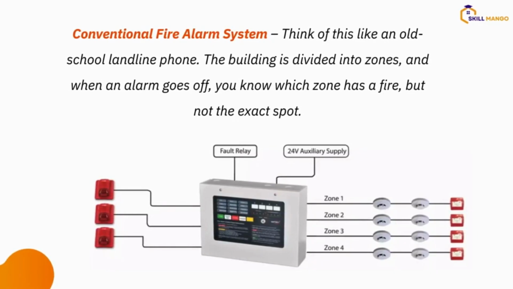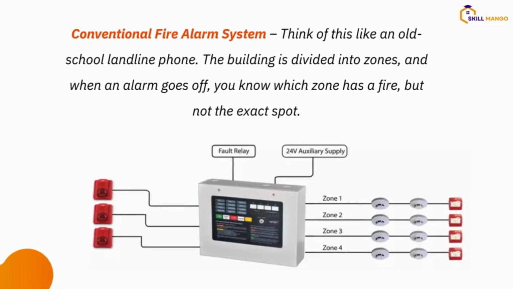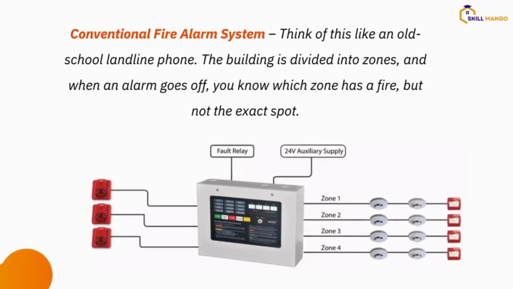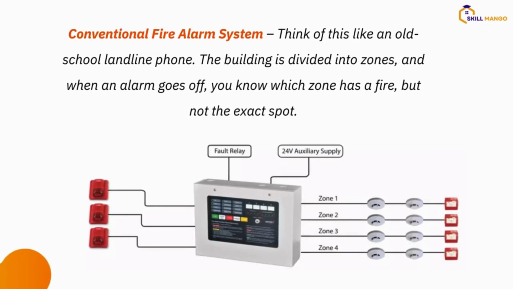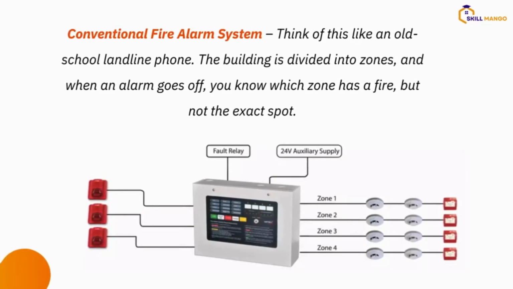So zone one, zone two. If it's a big building, you can do like a four-story: zone one, zone two, zone three, zone four, which is ground floor, first floor, second floor, third floor. So when something happens, you'll be able to be notified.